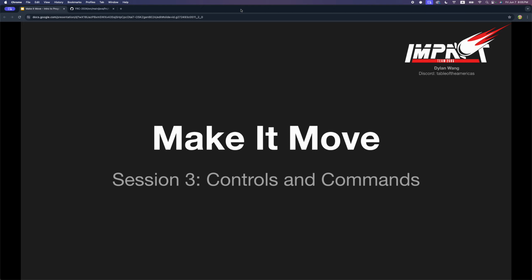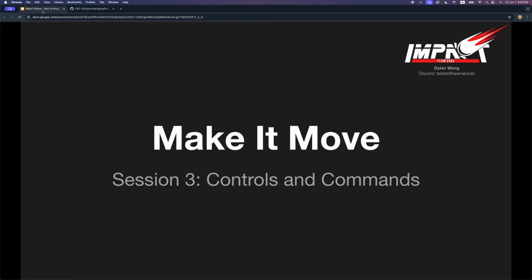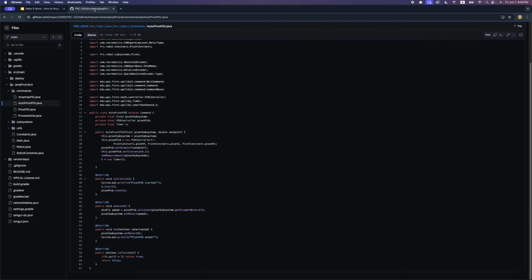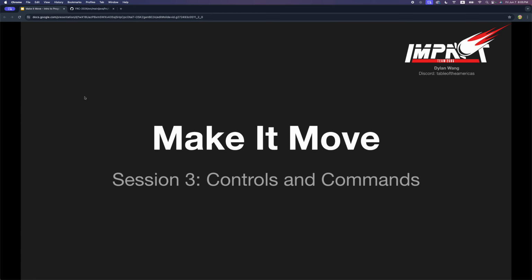So, if you recall, for the few of you who were in our first session, I went over the code, what it looks like, and how it's structured. And I did leave off one type of file, commands. I went over subsystems, I went over the robot container, I went over all of this, but not commands. Well, today we're going to look at commands, and along with that, we're going to talk more in depth about controls, how these controls connect with the commands, and how all of this ties together.